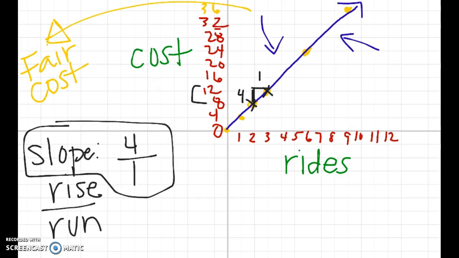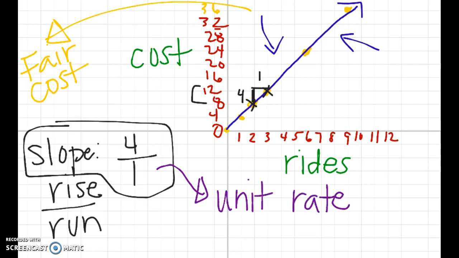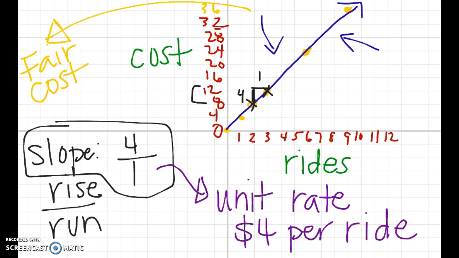Okay, now there's something very important about slope. Slope is actually the same as a unit rate. It actually tells us, how much does it cost for 1 ride? Just $4. So it tells us it's $4 per ride. That's what the slope tells us.